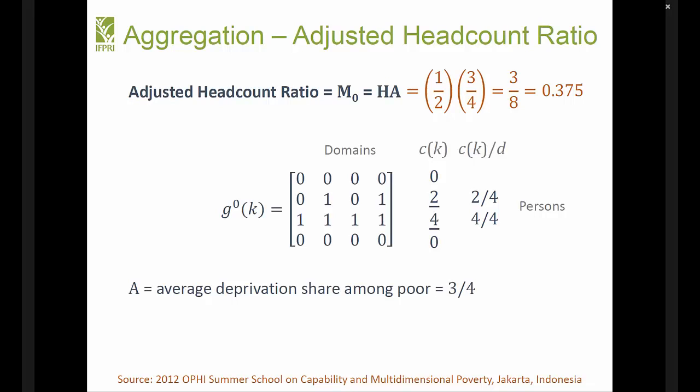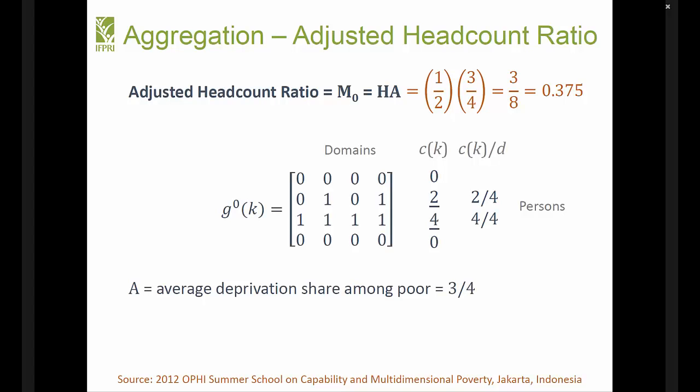Remember that the original headcount is 1/2. The average deprivation share is 3/4. So the adjusted headcount is 3 over 8, or 0.375. So that's lower than the original headcount, right?